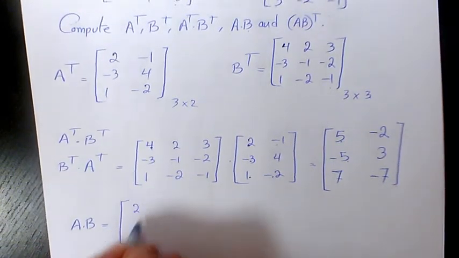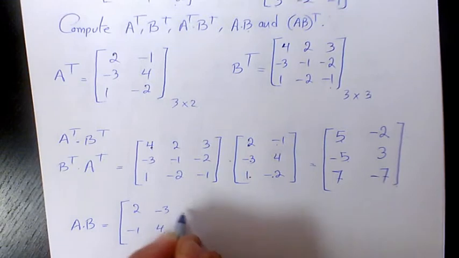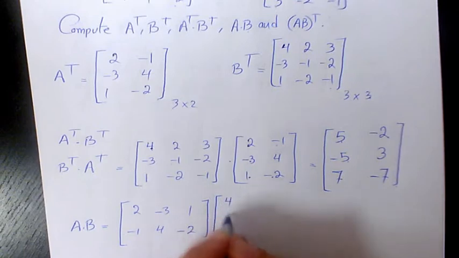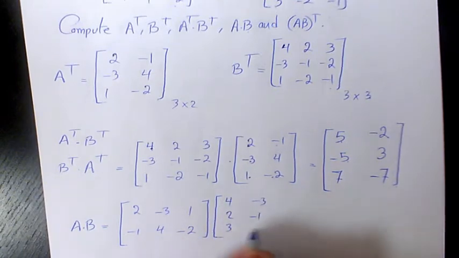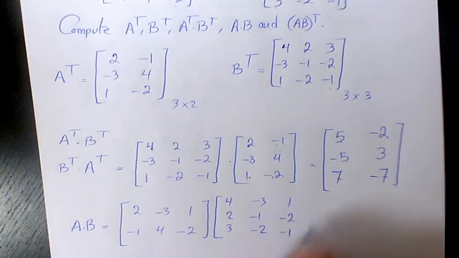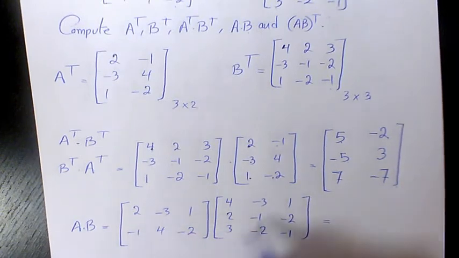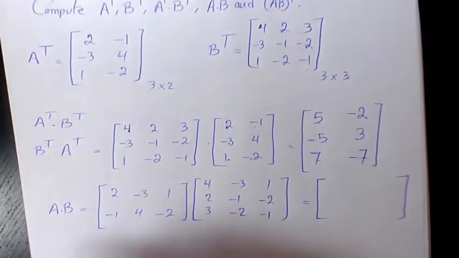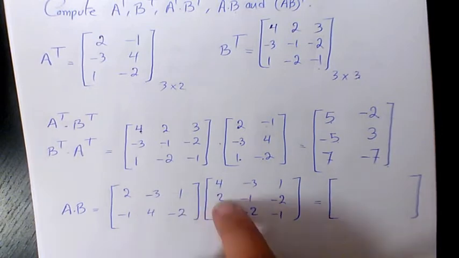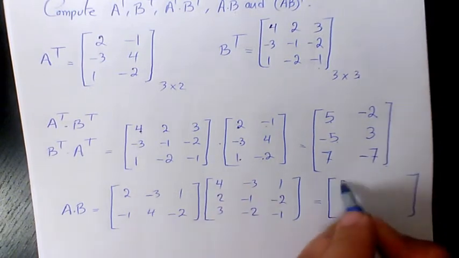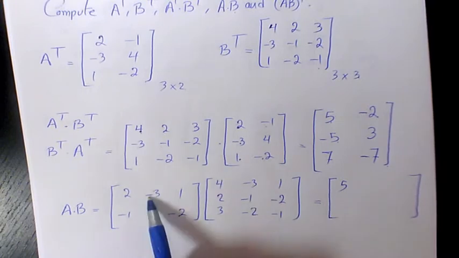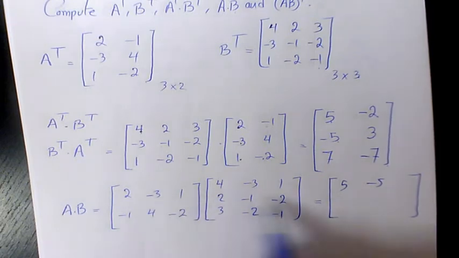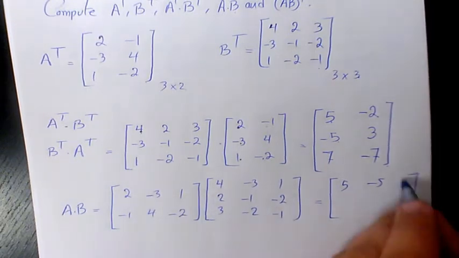A is 2, negative 1, negative 3, 4, 1, negative 2. B is 4, 2, 3, negative 3, negative 1, negative 2, 1, negative 2, negative 1. So that's 2 by 3, and here is 3 by 3. The answer is going to be 2 by 3. So when you multiply it, 2 by 4, negative 3 by 2, 1 by 3, that's 5. 2 by negative 3, negative 3 by negative 1, 1 times negative 2 is going to be negative 5. 2 by 1, negative 3 by negative 2, 1 by negative 1 is going to be 7.